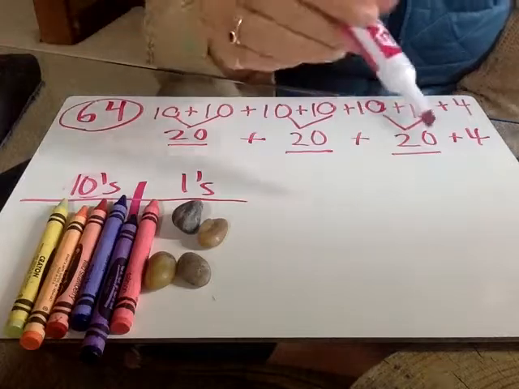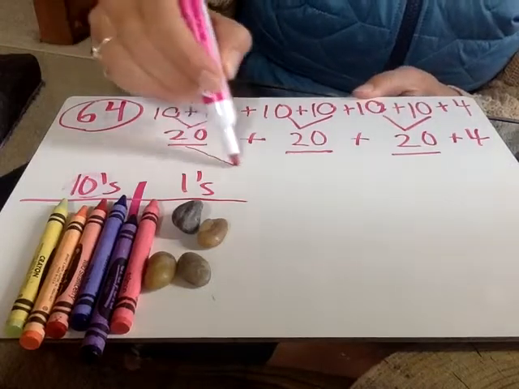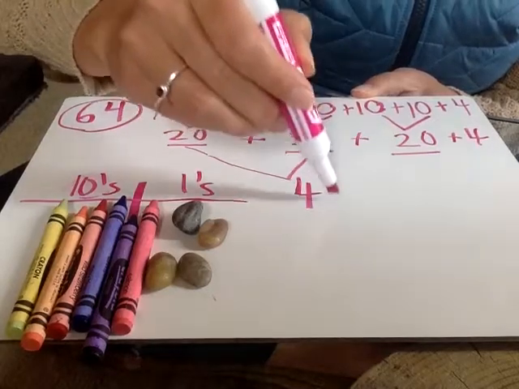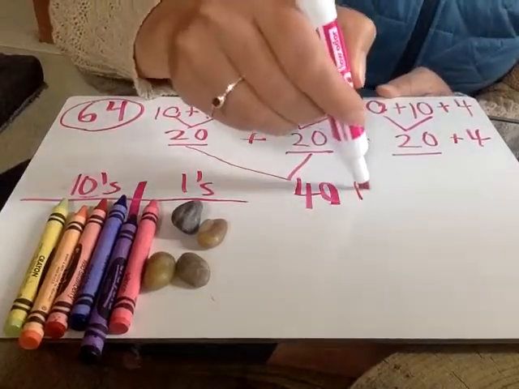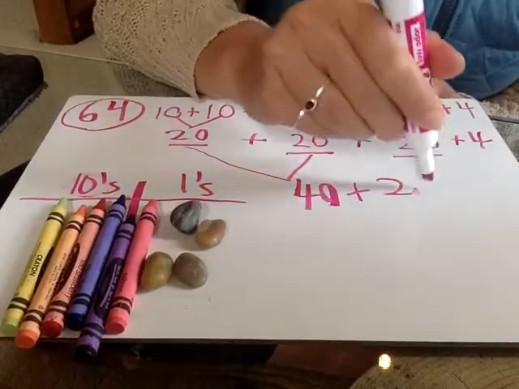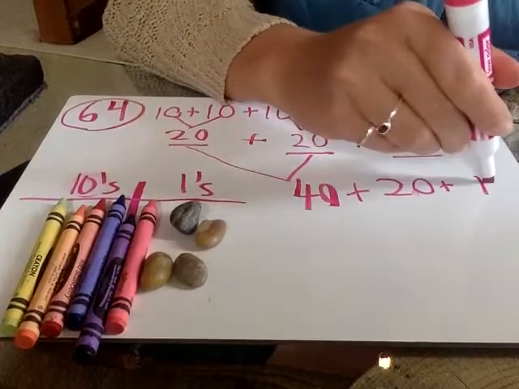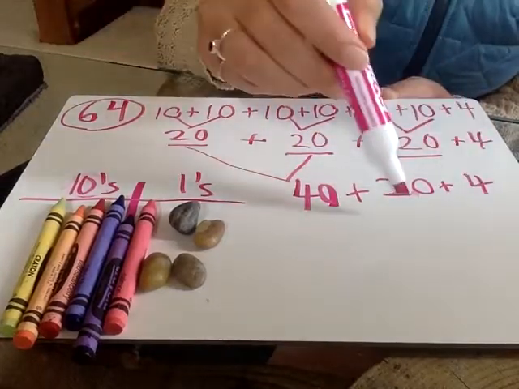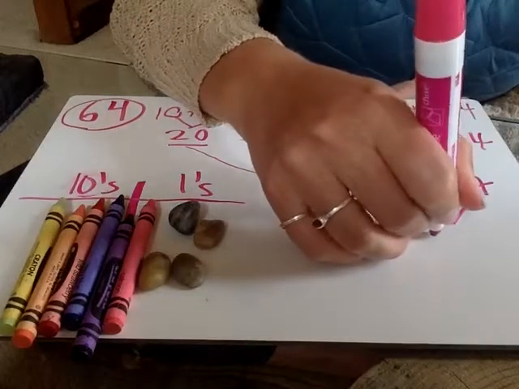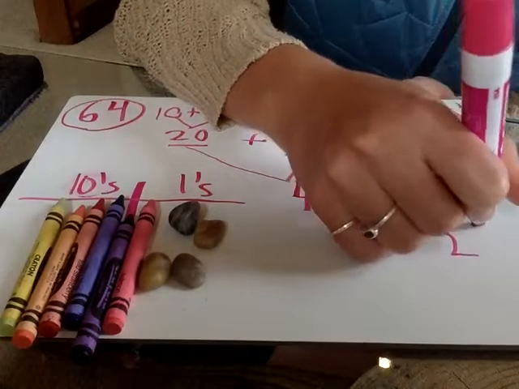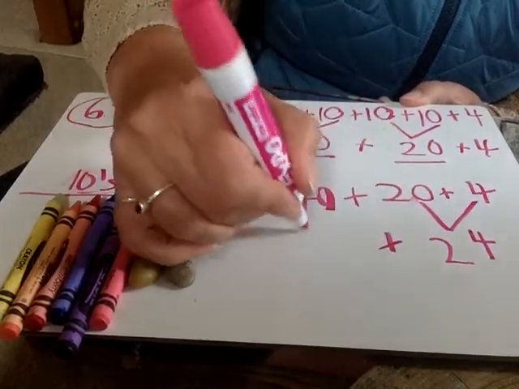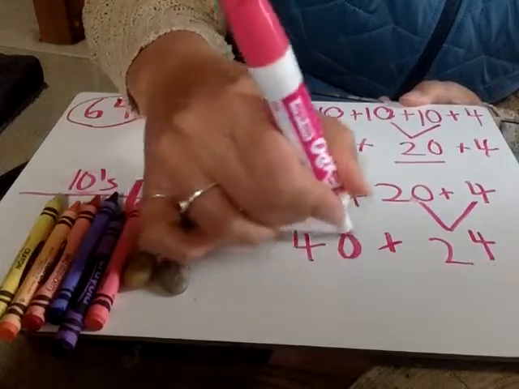So one double we can find here is 40. And I'm kind of running out of room, so I'm going to do this. And so it's 40 plus 20, plus 4. And then we can even break this down, and this can be 24. 24. And then here we go, 40.